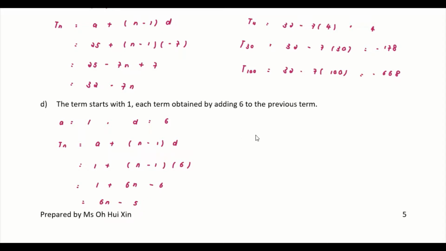Okay, so same thing, you can try out your calculator, or you can just substitute and you can get your answer. 5, that's 19. 630 minus 5, so you get 175. T 100, so 6 times 100 minus 5, and we can get 595. Okay, so that's pretty much for this very simple example. So now we move on to 7.